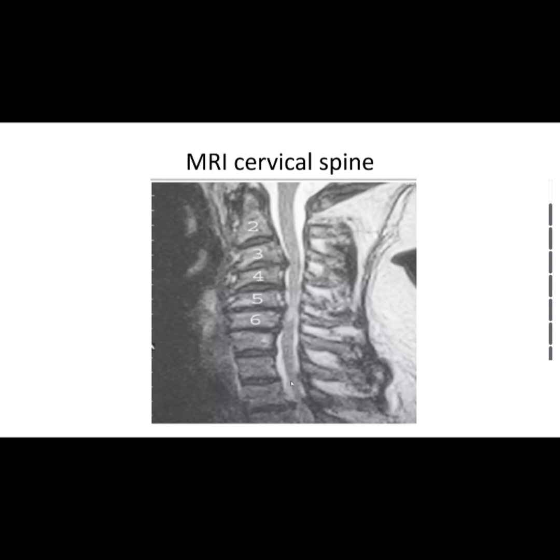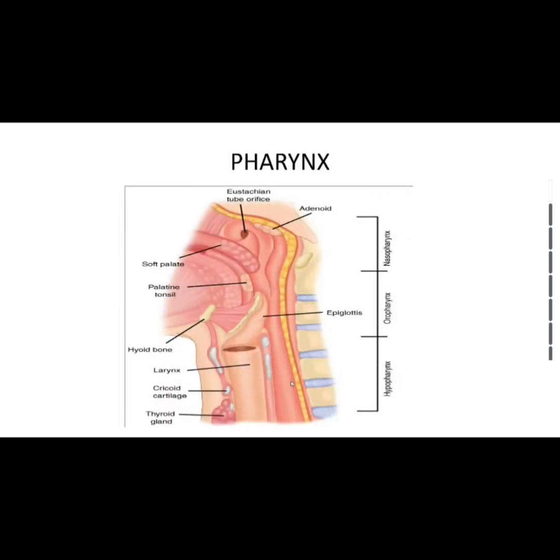And then we look at the pharynx. So in the pharynx, we have the nasopharynx. That is basically behind the nasal cavity. If you go through the nose, directly behind it, we have the nasopharynx. If you go through the mouth, directly behind the mouth, we have the oropharynx. And then below that, we have the hypopharynx, or sometimes they call it laryngopharynx, because there is the larynx.